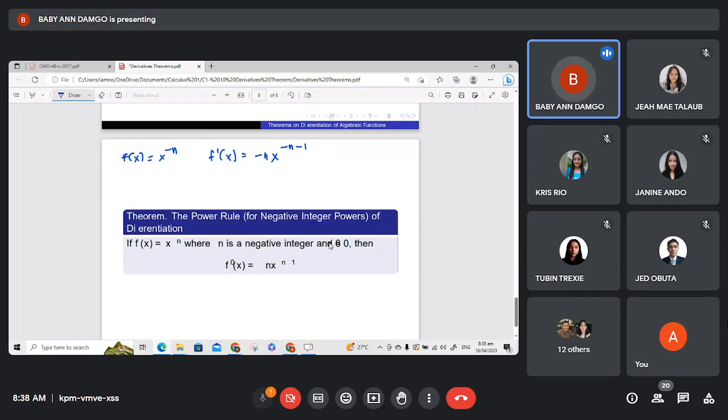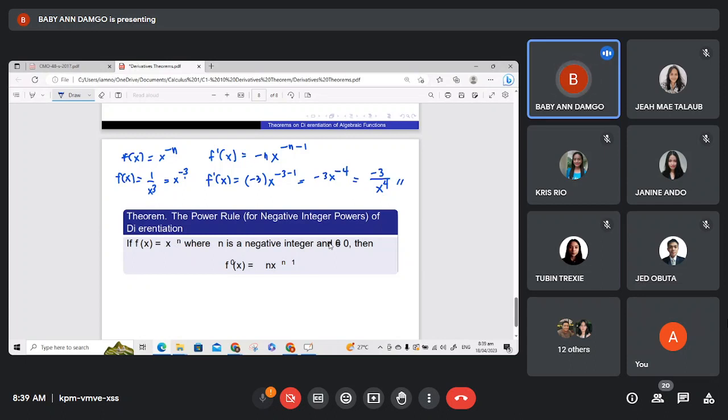For example, if you have f of x which is 1 over x cubed, convert this to a negative exponent so that it moves to the numerator, and then apply the power rule. This is negative 3 times x to the power of negative 3 minus 1, which is equal to negative 3x to the power of negative 4. So, this is equal to negative 3 over x to the 4th. It is the same idea.